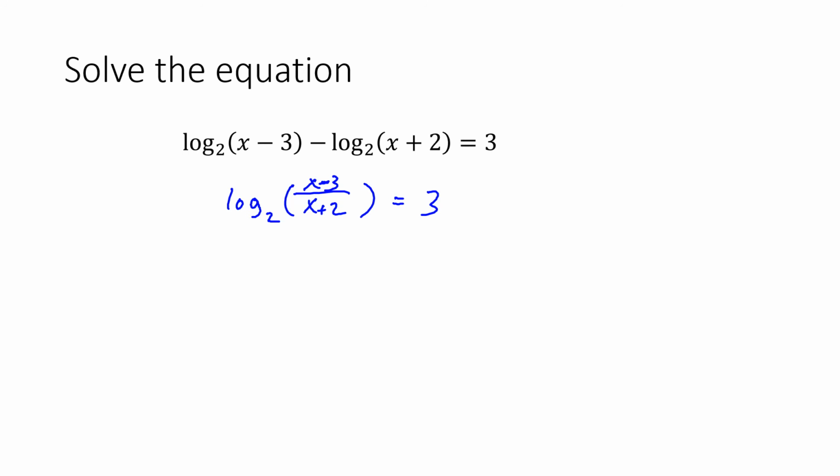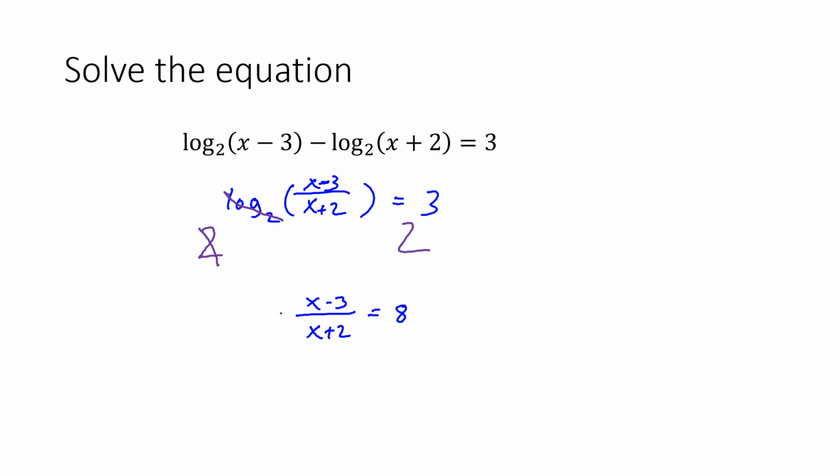So how would you answer this? Pause the video, try and see if you can come up with the answer. All right, so what we would need to do is exponentiate. So we're going to use a base of 2 because that's what we already have, and we're going to do that on both sides. So this base 2 and this log base 2 are going to eliminate. That leaves us with x minus 3 over x plus 2 equals 8.